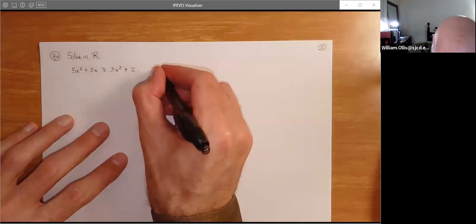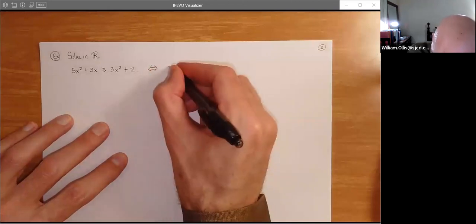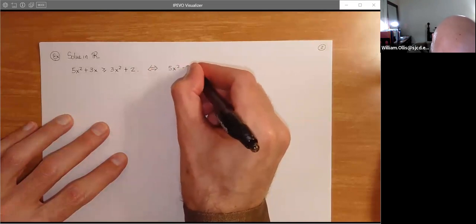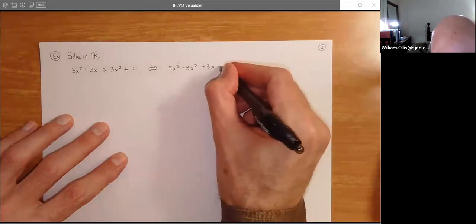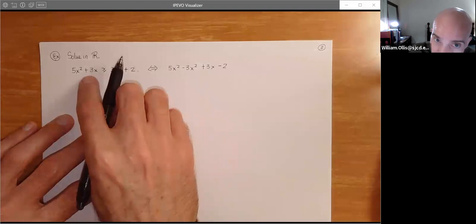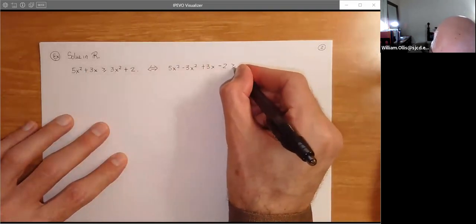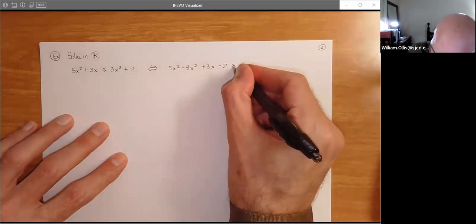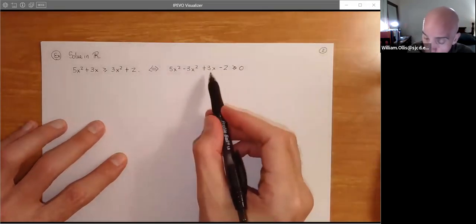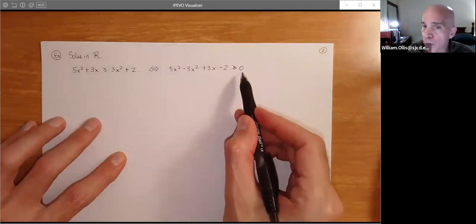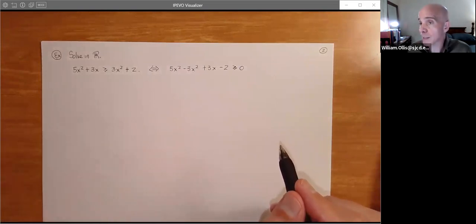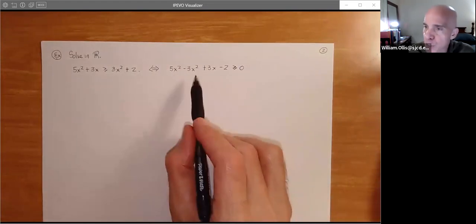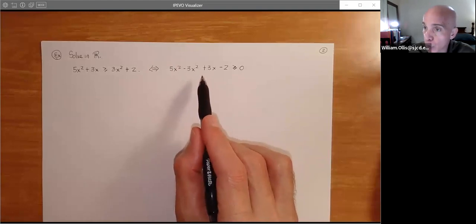So first, let's clean this up. And so we'll have 5x squared minus 3x squared plus 3x minus 2. So we're going to take everything over here and subtract it. So this gives us this. So at least when we look at this, we want to be able to compare this expression to 0. That is, we'd like to be able to know, when is this expression 0, which is basically solving an equation, and when is it actually positive? So this is where we have the idea of boundary value.